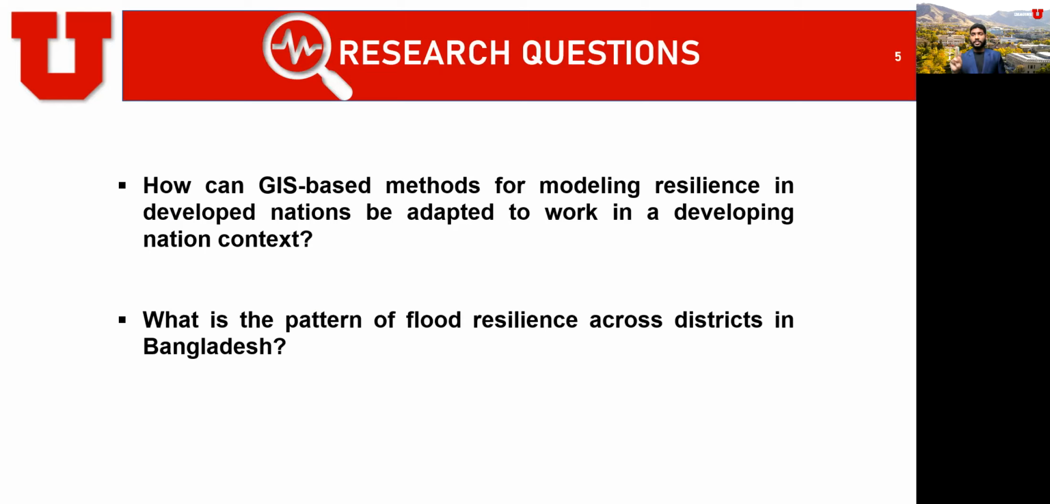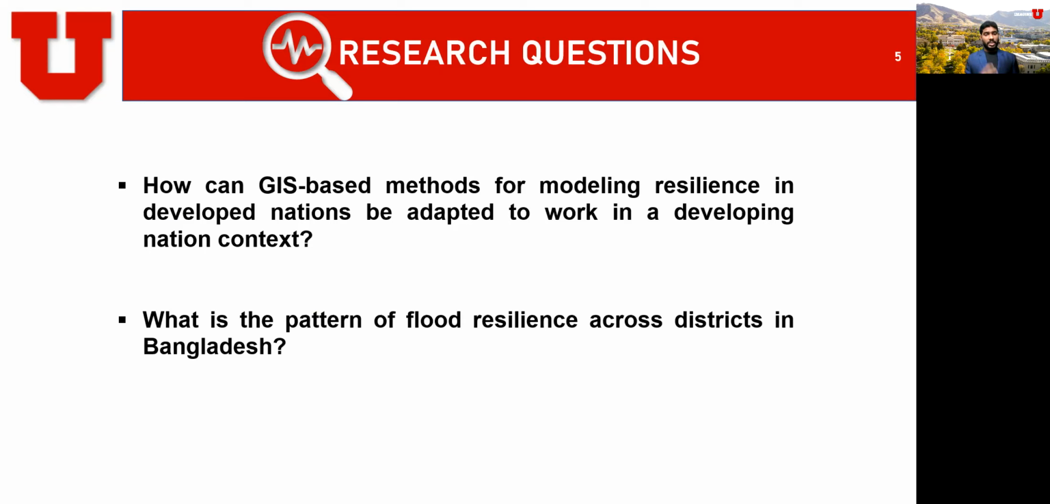I have two questions for my research. The first one is, how can GIS-based methods for modeling resilience in developed nations be adapted to work in a developing nation context? To answer this question, we'd be using two popular resilience models. The first one is the disaster resilience of place model developed by Susan Cutter. And the second one is the spatially explicit resilience vulnerability model developed by Tim Frazier.